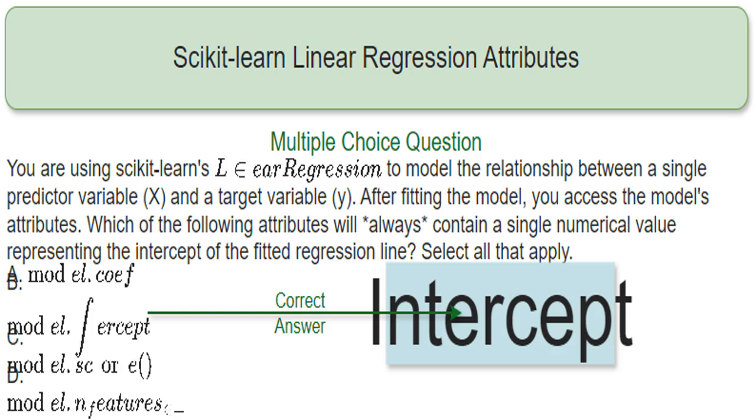The intercept is the point where the line crosses the y-axis. It's a crucial part of the equation of a line, y equals mx plus c, where c is the intercept. In simpler terms, imagine a line on a graph. The intercept is where that line touches the vertical y-axis. It's one of the two key ingredients that define the line, the other one being the slope.